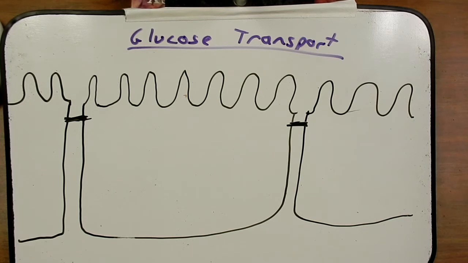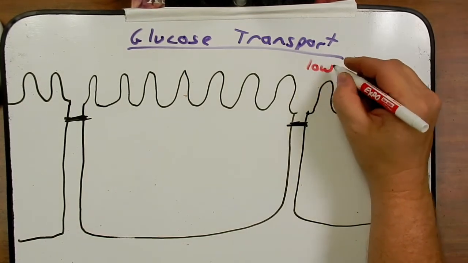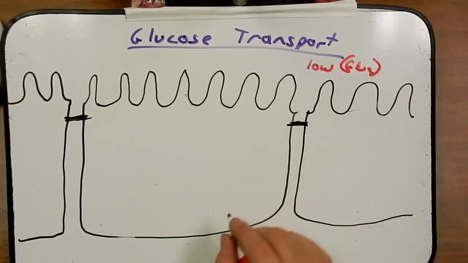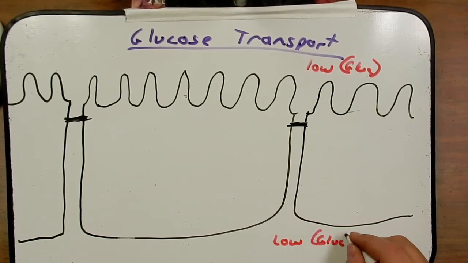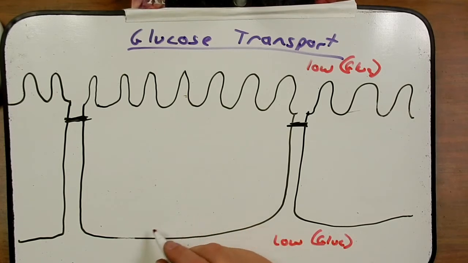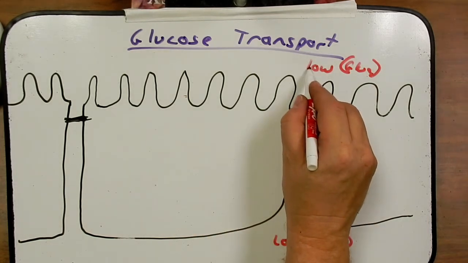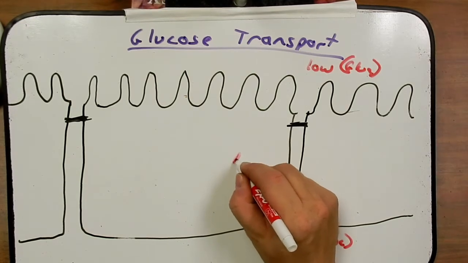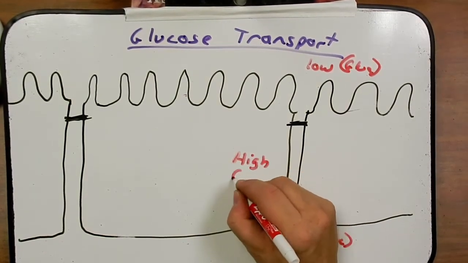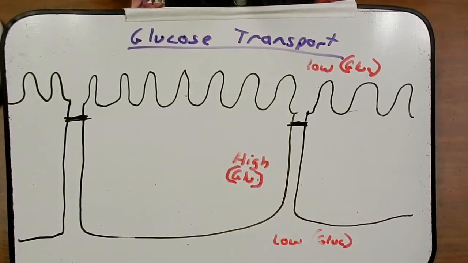Now, in general, we have low glucose concentration here outside the cell in the gut lumen, and we also have low glucose concentration in the extracellular fluid down here. Our goal, though, is to get glucose from the gut down here so it can enter into our circulatory system. Oh, and I also forgot to mention that in the cell we have high glucose concentrations.